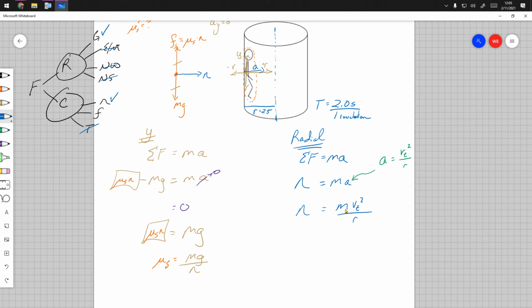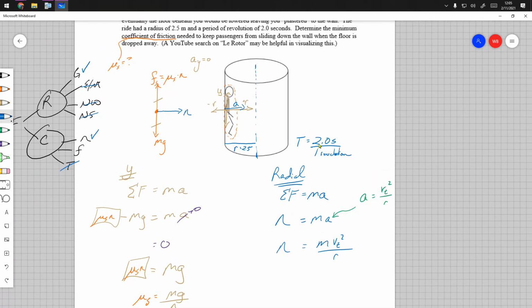So now I think about that and I go, do I know these values? Do I know the speed? Well, it doesn't tell me that. Do I know the radius? Yeah, it told me that directly. Now, it didn't tell me the velocity here. That's interesting. But it did tell me something about its motion. It said, hey, 1 revolution takes 2 seconds.